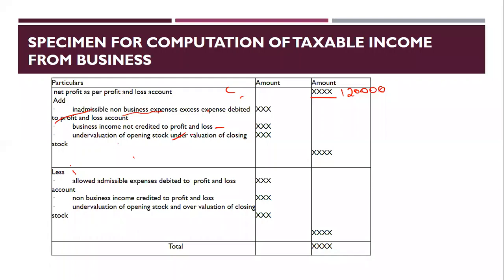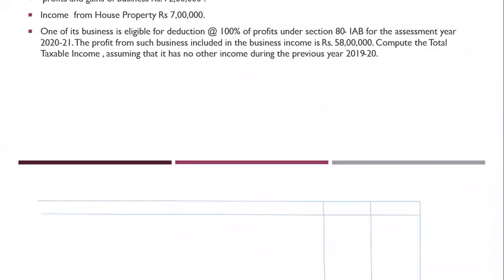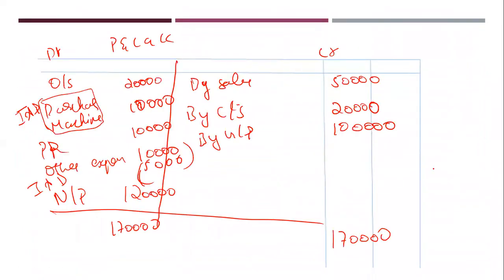Any business income not credited in our P&L account. For example, the company had an income from some business which is 10,000, and it is not shown in the P&L account. That is, sales of 10,000 not shown in the P&L account. Because of not showing this, my profit is only 1,20,000, right? Yes or no? To show the accurate amount, I have to add it back.